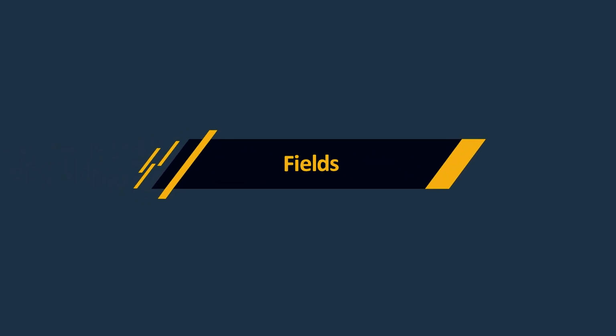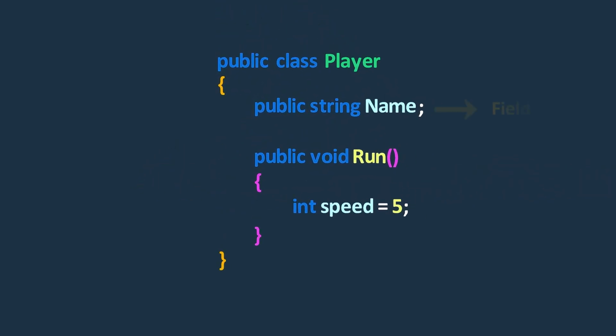Hello guys, welcome again. The first class member we'll discuss is the field, which is one of the fundamental members of a class. It's similar to a variable, but it's defined at the class level instead of the method level. The key difference between a field and a variable lies in their scope of access.